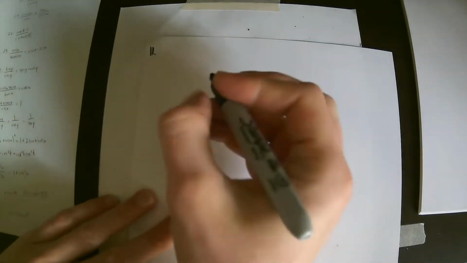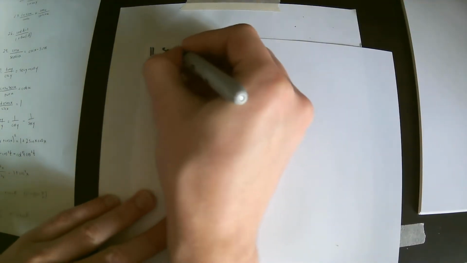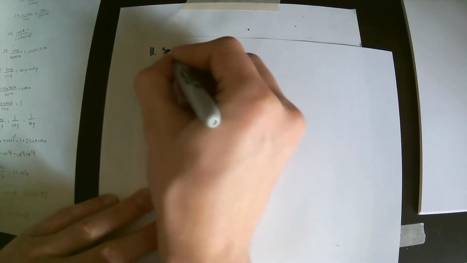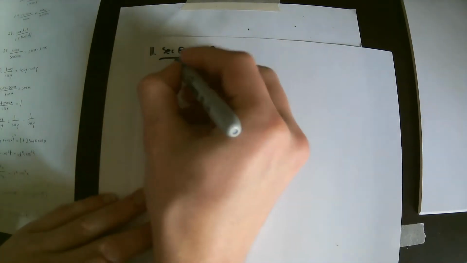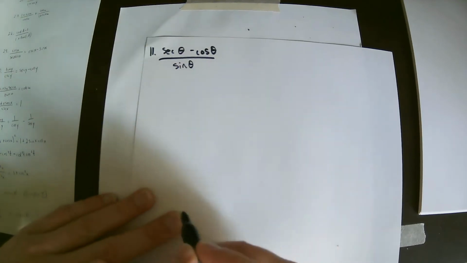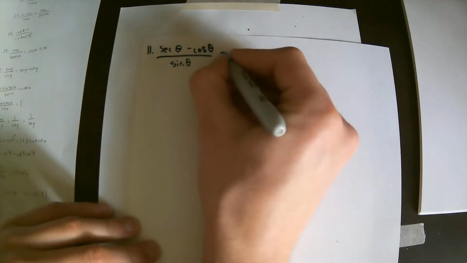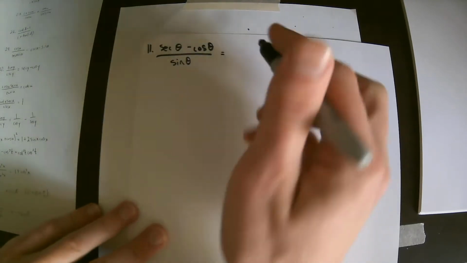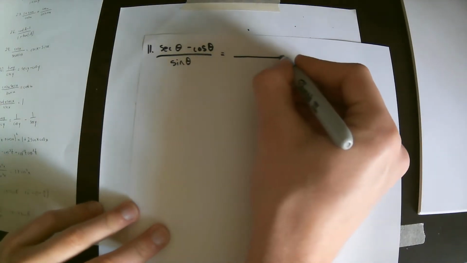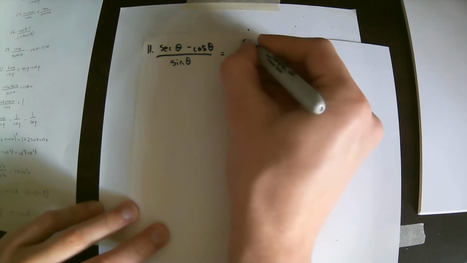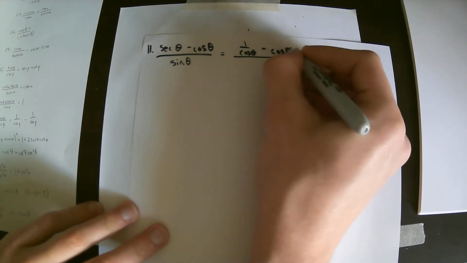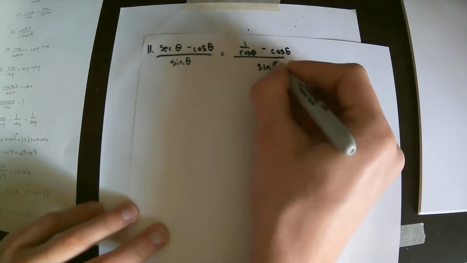Alright, number 11. Secant theta minus cosine theta over sine theta. Let's see. I think we should write everything in terms of sine and cosine. In other words, write secant theta as 1 over cosine theta, minus cosine theta, all over sine theta.